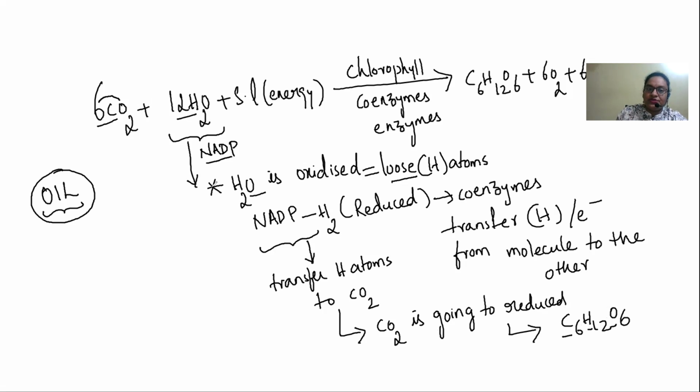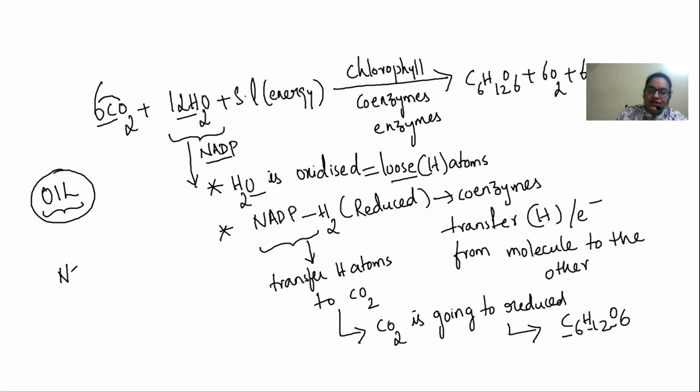So just remember that water is getting oxidized and the carbon dioxide is getting reduced to form glucose. It is just because of the donation of the hydrogen atoms from the water to the carbon dioxide by a reduced coenzyme called NADP.